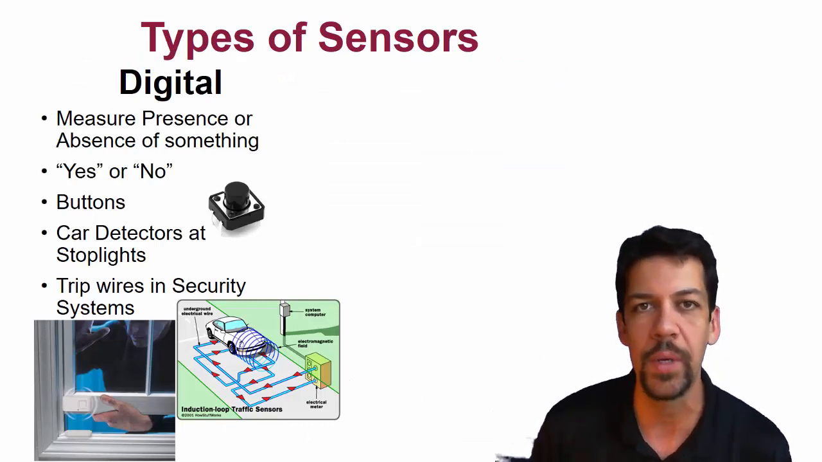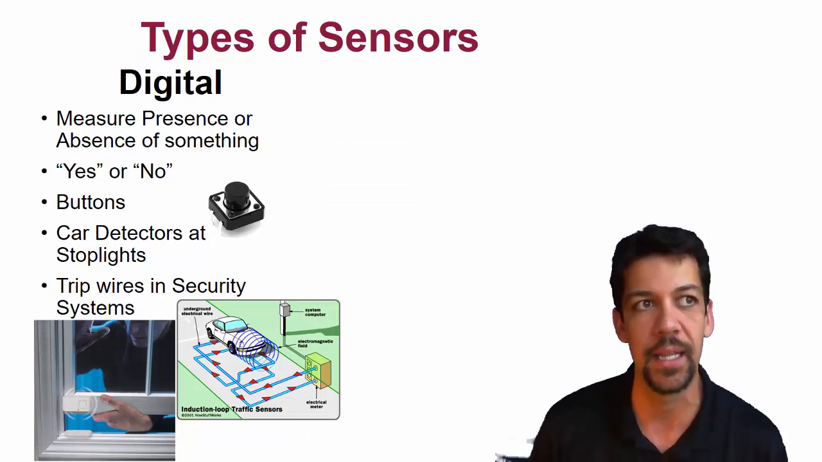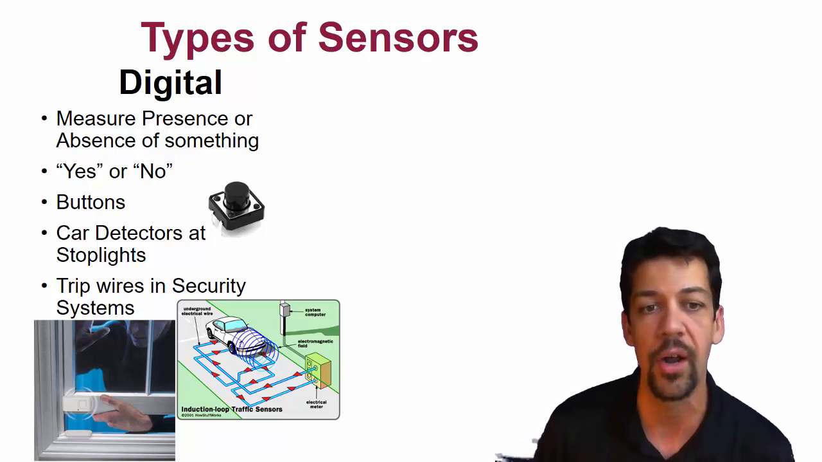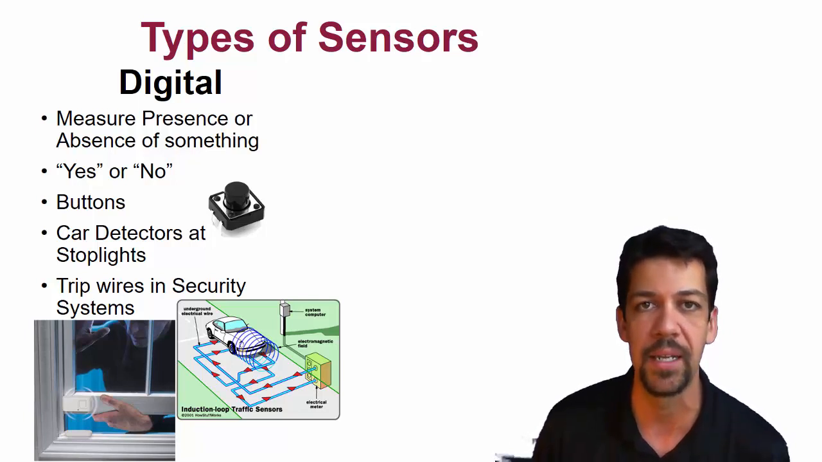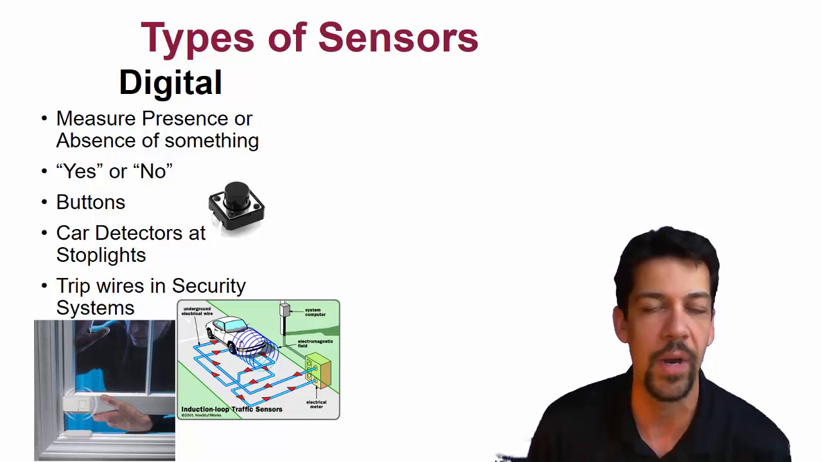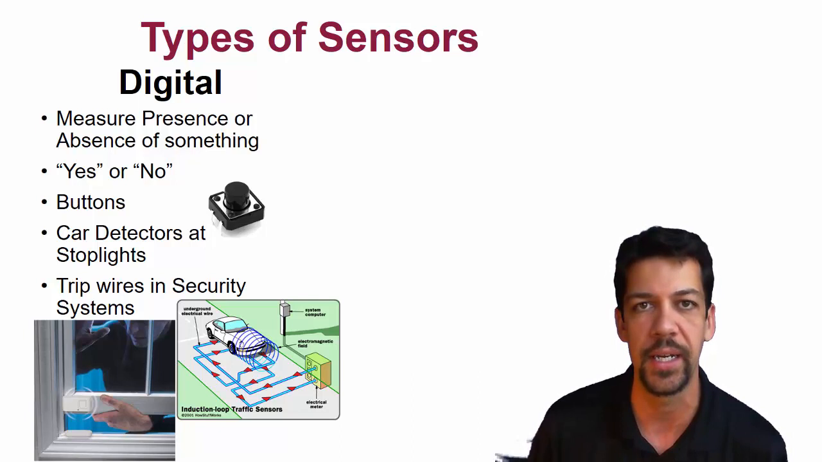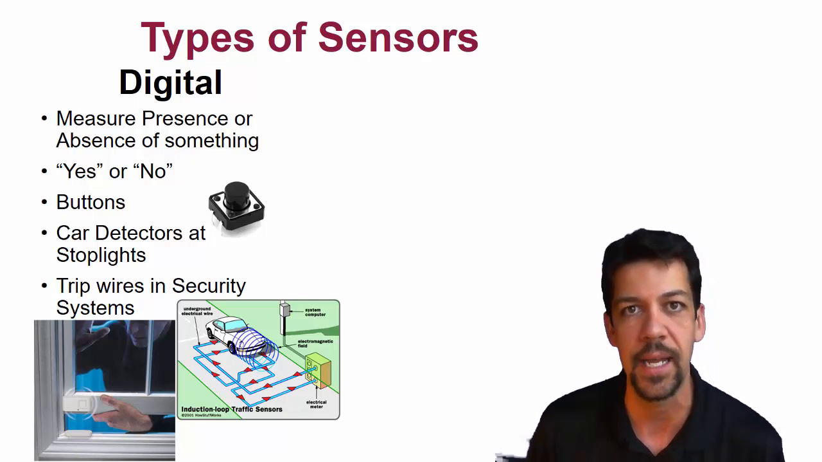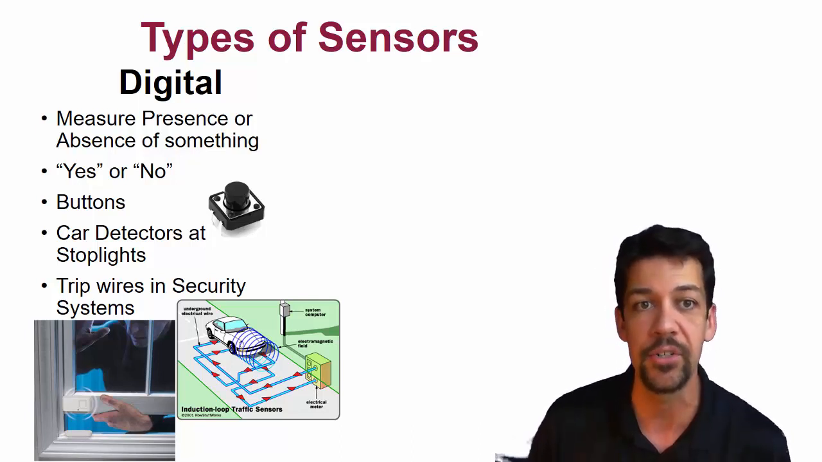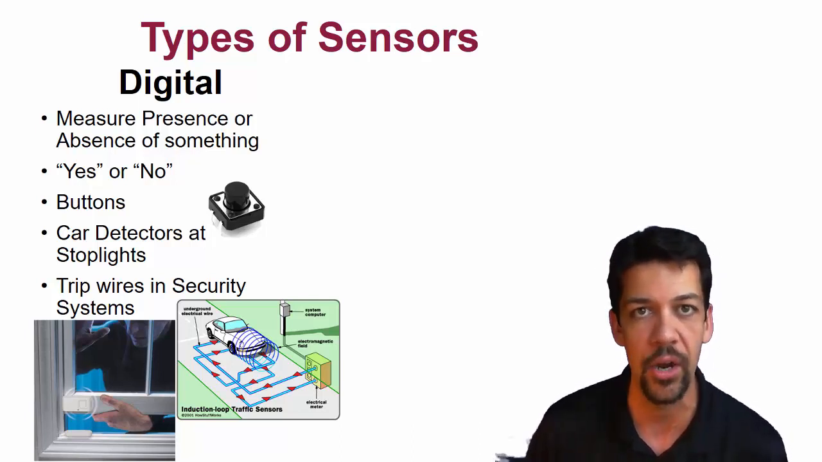So the reason why we care in embedded systems is a lot of our sensors are digital. Some of the sensors that we've already been working with, like buttons, are digital. They're either on or off. Other sensors might be things like the window and glass breakage detectors in home security systems, or those car detectors at stoplights and stuff like that. These are digital sensors. They give us a yes or no answer.